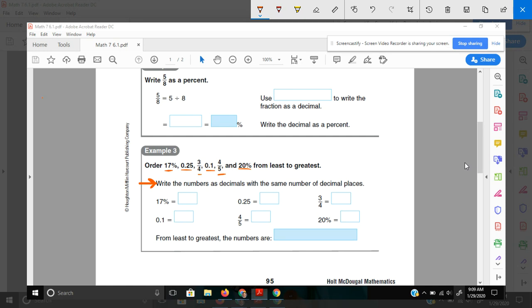Now to go from a percent to a decimal, you have to go the opposite way. So move your decimal place to the left. So it would be right here, 17.0. To the left would make it 0.17. So 17% is 0.17. Next, 0.25, hey, we don't have to do any work there. That's already a decimal. Perfect.